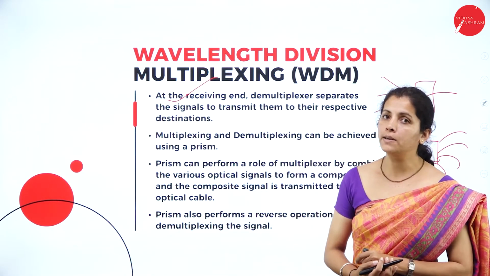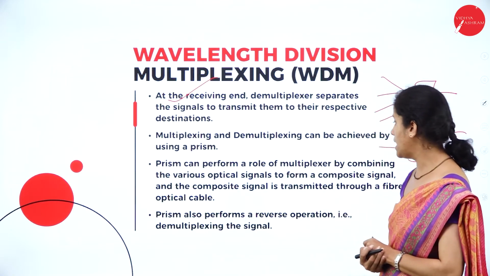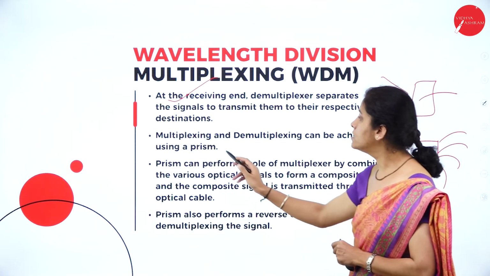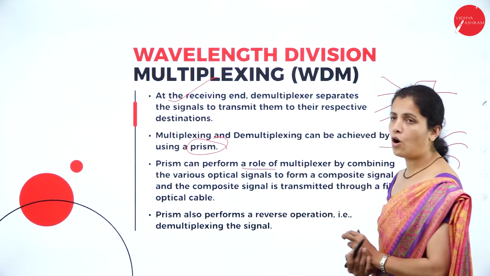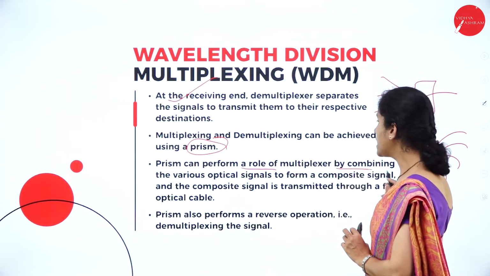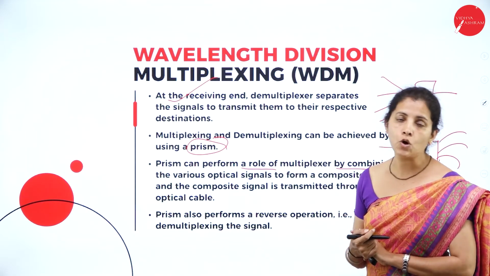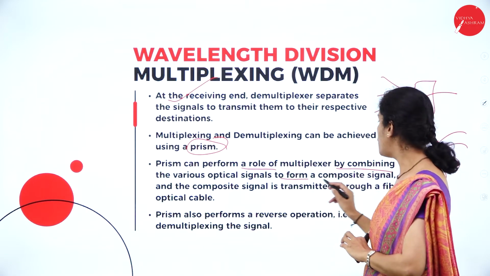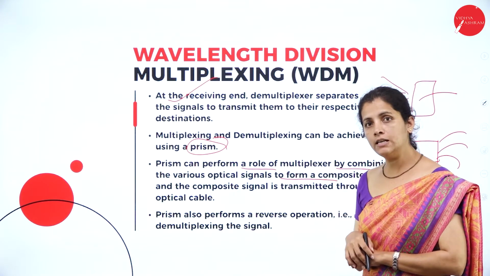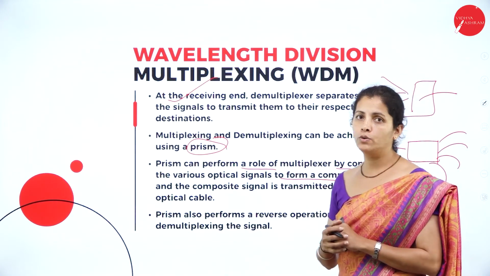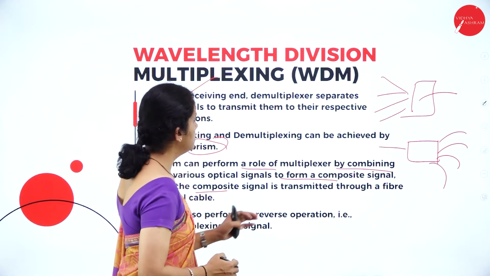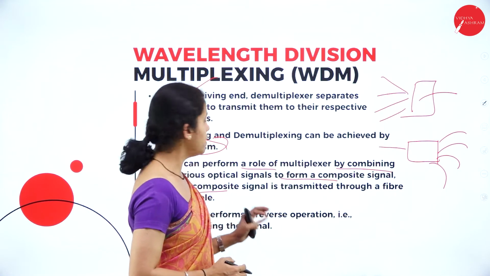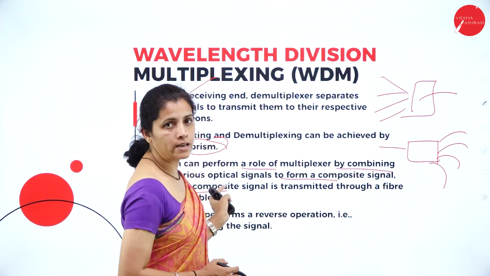To perform multiplexing and demultiplexing I'm going to use a prism. The prism can perform the role of a multiplexer by combining the various optical signals to form a composite signal, and at the end I'm going to have the demultiplexer. The composite signal is transmitted through a fiber optical channel.